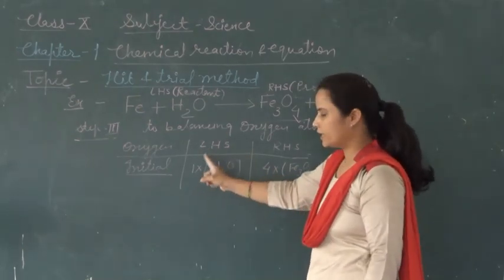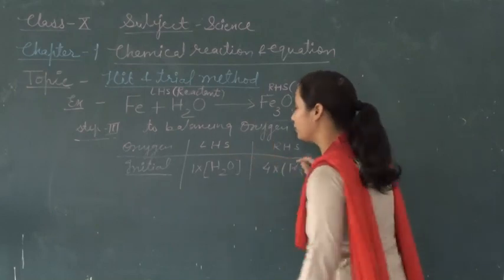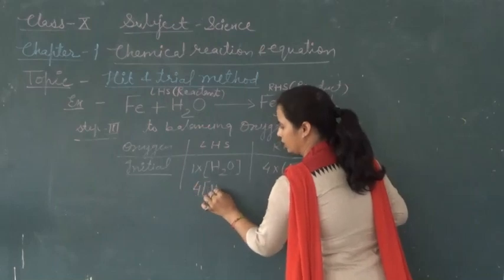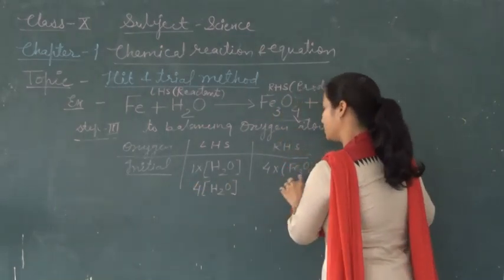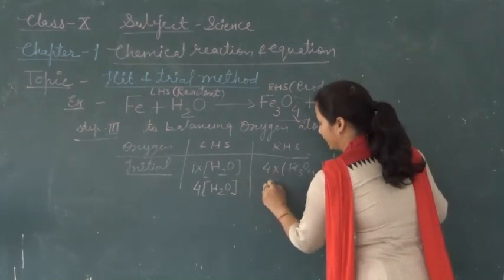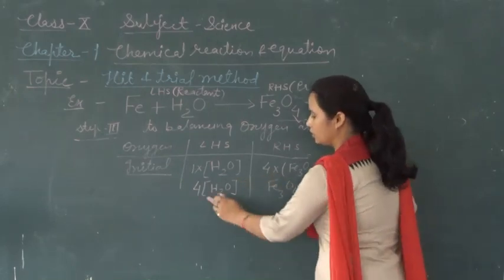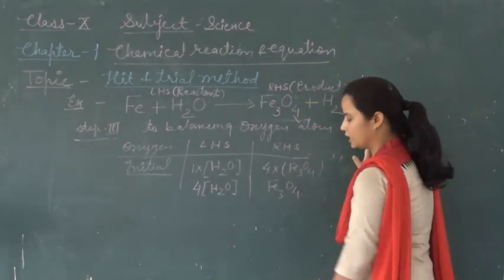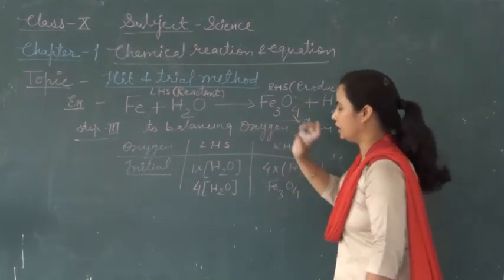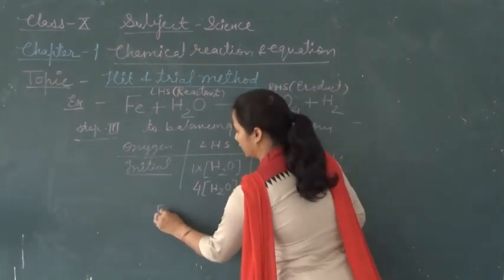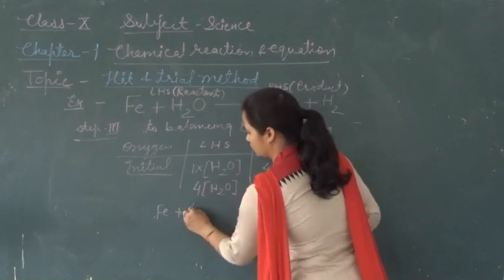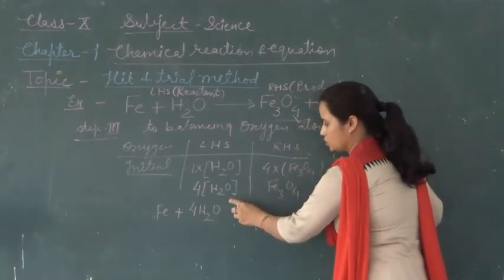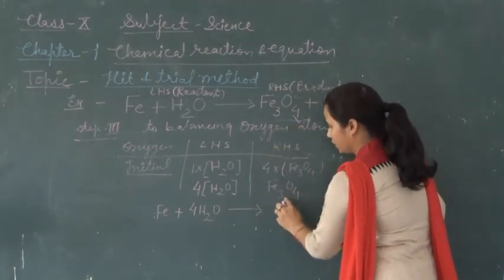So we balance the oxygen atoms at the left hand side, and here at the place of the 1 we write 4. And here it is also balanced, only we write Fe3O4. It means the number of oxygen atoms is 4 at the left hand side and 4 at the right hand side. Then again we write the equation: Fe plus 4H2O, because we balanced the oxygen, will give Fe3O4 as it is.